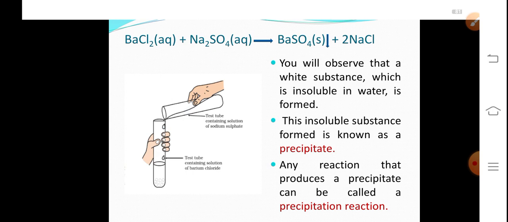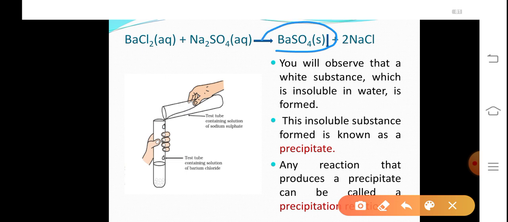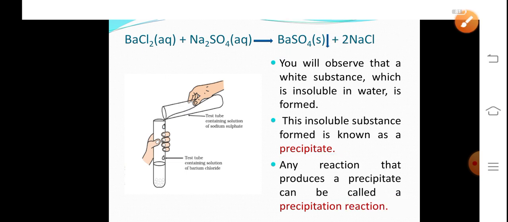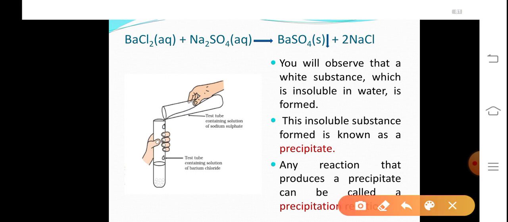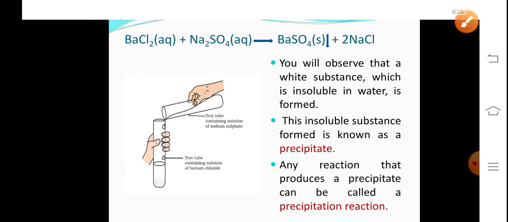You will observe that a white substance which is insoluble in water is formed. This white insoluble substance is barium sulfate. The insoluble substance formed is also known as a precipitate. Any reaction that produces a precipitate can be called a precipitation reaction. So what is a precipitate? A precipitate is basically a substance which remains in insoluble form. So such reactions in which a precipitate is formed are also known as precipitation reactions. This is a special type of precipitation reaction in which double displacement has occurred.